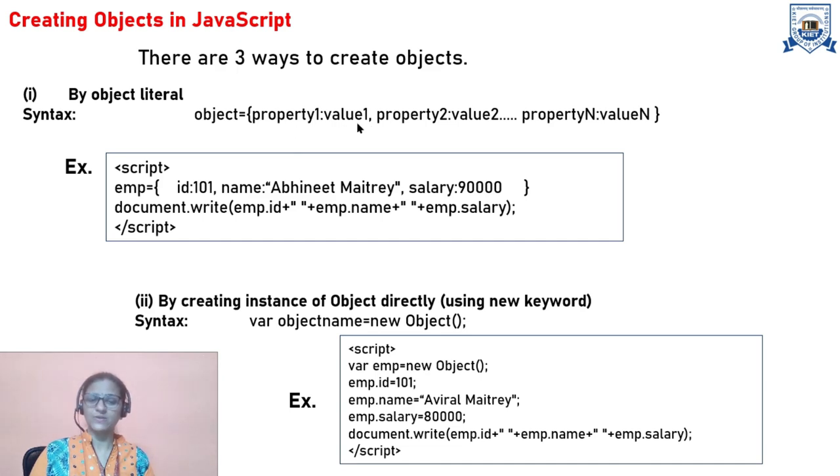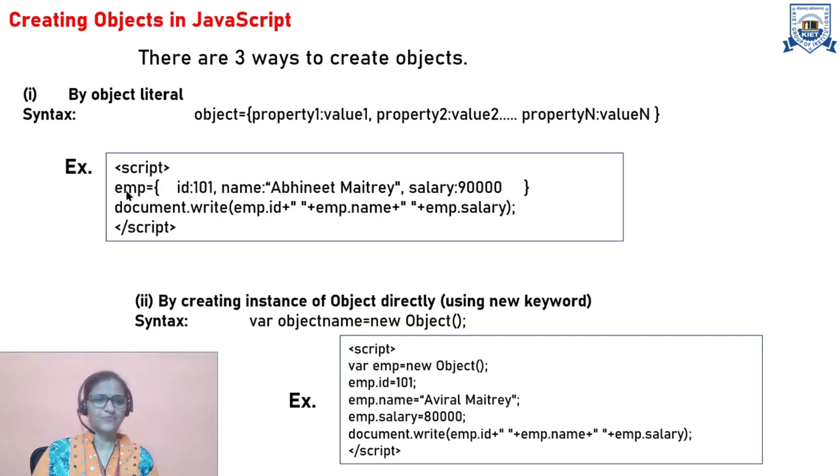The property and value are differentiated with the help of a colon, and one pair is separated from another pair with the help of a comma sign. So these two symbols must be kept in mind. The colon is between the property and the value, and the comma is between the pairs. This way, with the help of this literal, we can create the object in JavaScript. This is the first way.